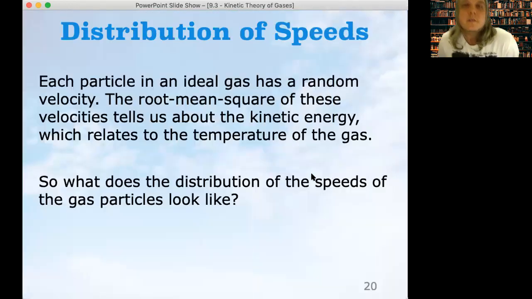The reminder on the previous slide was just that we are now talking about speeds, not velocities. Each particle in an ideal gas has a random velocity. The root mean square of these velocities tells us about the kinetic energy, which relates to the temperature of the gas. That's just restating everything we saw in the first video. So what does the distribution of the speeds of the gas particles look like? They're not all the same. We're going to have some particles with more energy, some with less, which means some with higher velocity and some with lower velocity. But how many at each different velocity? What does this look like?